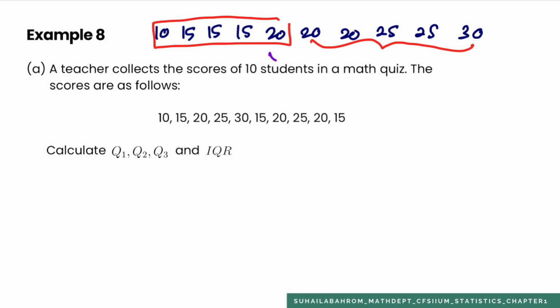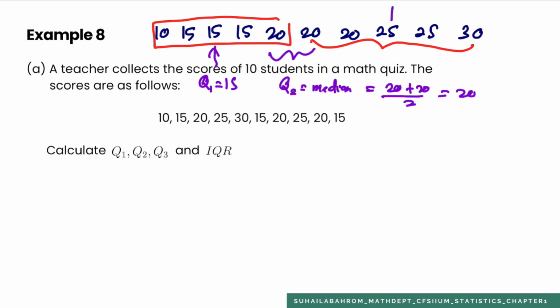First we can get the value of the second quartile, or the median, which is the average between the 5th and the 6th observation, so you will get 20. The first quartile is the middle value of the lower half, which is 15. The third quartile is the middle value of the upper half, which is 25. Then the IQR we can get from the difference between Q3 and Q1, so you will get 10.